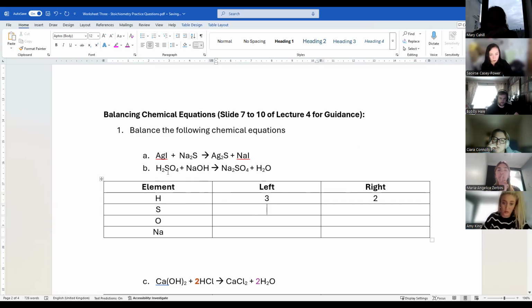Sulfur then, so I have one on the left-hand side, just in my H2SO4 there. And it looks like I only have one on my right-hand side as well.